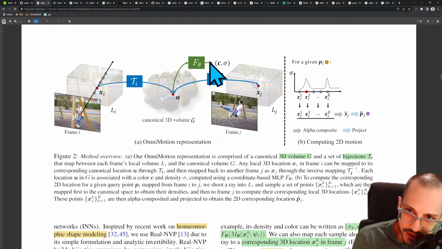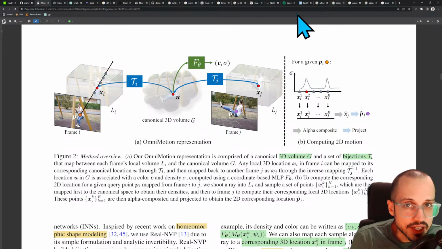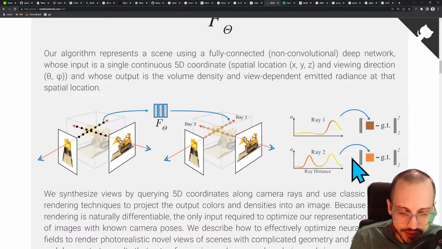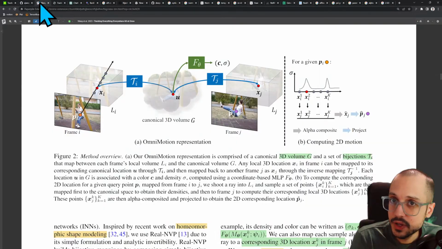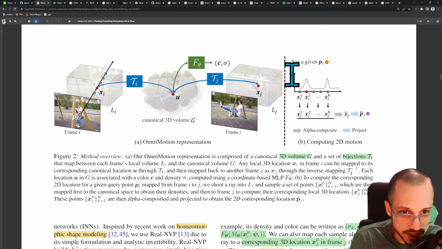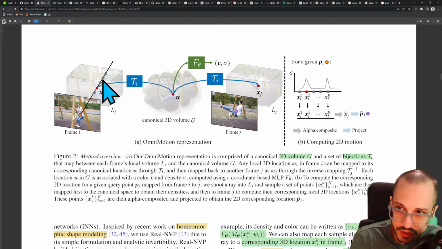Here you have f theta. This is the little NeRF-like neural net that, given a point in this canonical 3D volume, will give you the color and the density. This is almost identical to the figure from the NeRF paper, but you see here they also have a plot of the density as a function of distance along the ray. So here you have a plot of the density sigma, where x is the distance along the ray, right? You have however many samples along this ray, 1, 2, 3, 4, 5. This corresponds to the 1, 2, 3, 4, 5 points here.